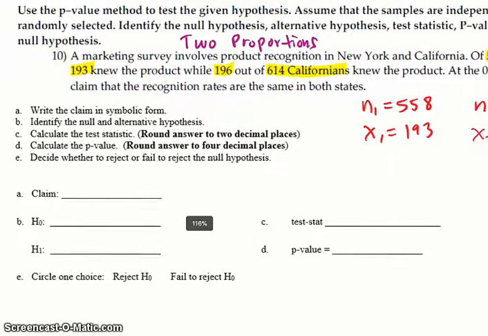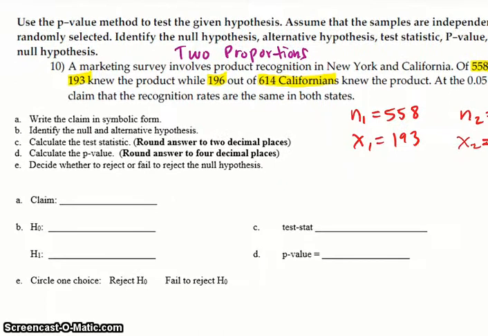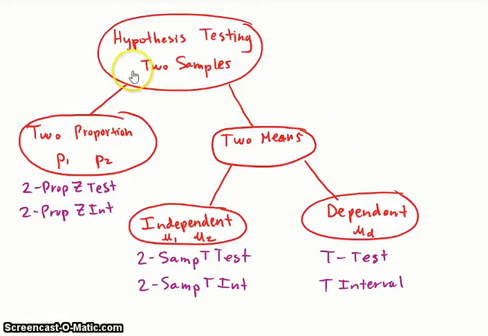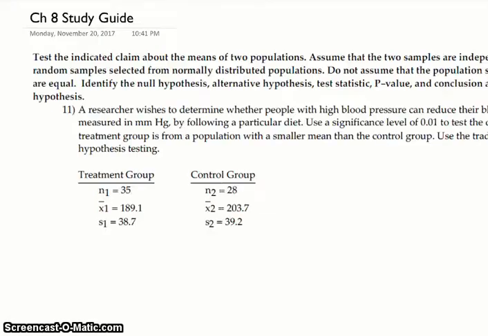All right, so once we have those, and we know we're dealing with two proportions, let's go back to our diagram. Hypothesis testing, two samples, two proportions, right? Everything should be in P sub 1 versus P sub 2, meaning the claim should have these two notations, and the alternative and the null as well. And then we're going to use two prop z tests to test the claim. All right, so let's go back to the problem.